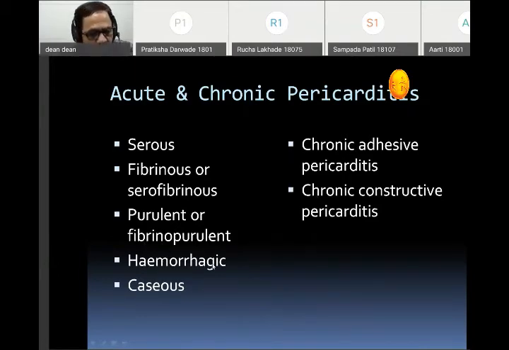Next is the hemorrhagic. Hemorrhagic means along with inflammation, you will see that blood is also present. You label it as a hemorrhagic type of pericarditis. Caseous necrosis is commonly seen in case of tuberculosis. So these are all variants of acute type of pericarditis. In chronic, there are two varieties. One is called chronic adhesive type of pericarditis. Second, chronic constrictive type of pericarditis. The prognosis of chronic adhesive is comparatively better than that of the constrictive. So I think it is clear.